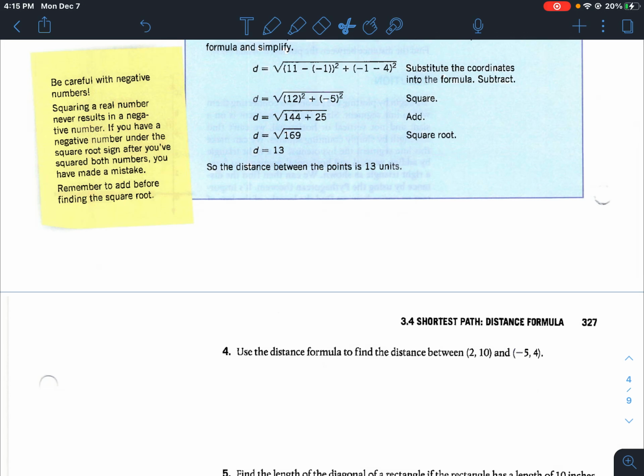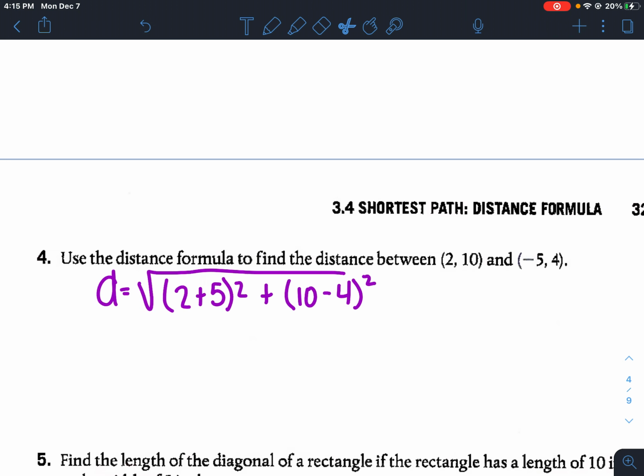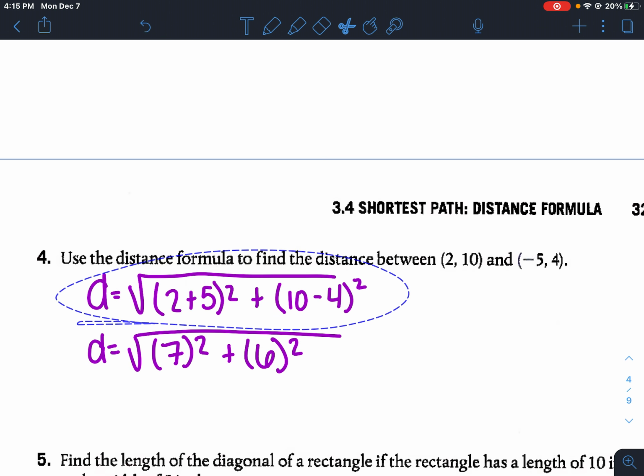All right, so number 4, we're going to use the distance formula to find the distance between (2, 10) and (-5, 4). Okay, so I'll plug in my x values, I'll plug in my y values. It doesn't matter which point you start with as x1 and y1, or x2 and y2. It doesn't matter which one you plug in. From there I can solve. I'm going to solve everything inside of the parentheses. I'm not going to distribute the squared. I don't see that too often, but one of you might end up surprising me.